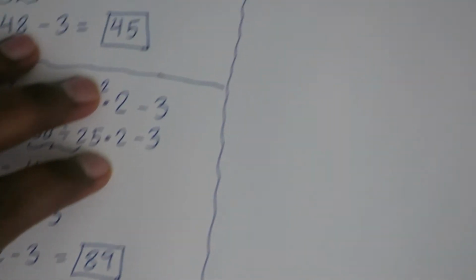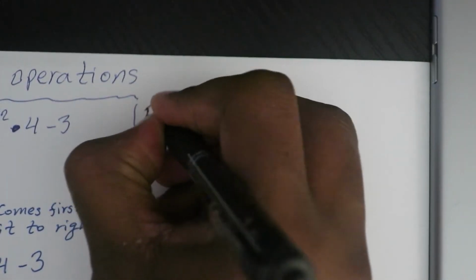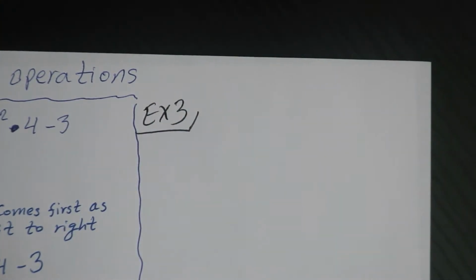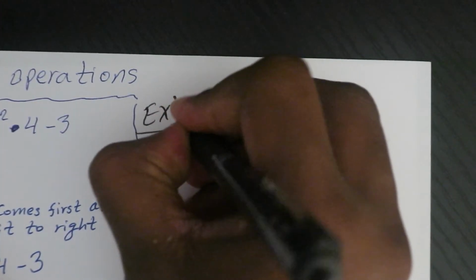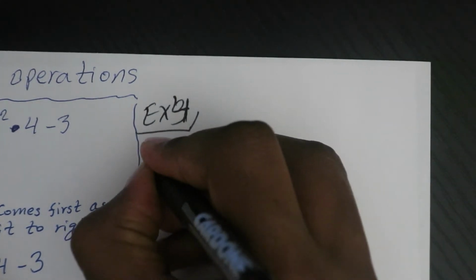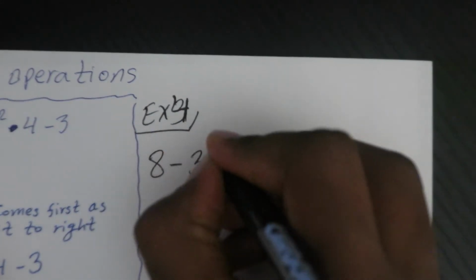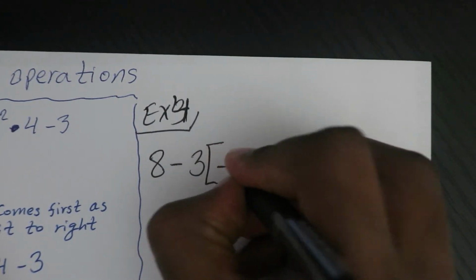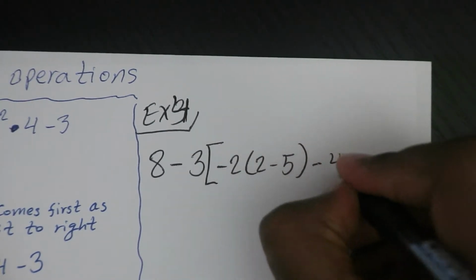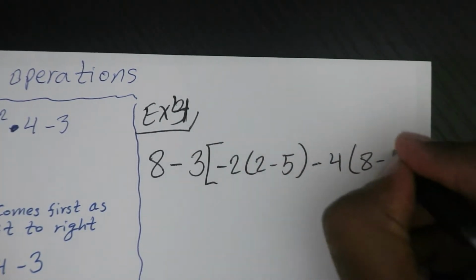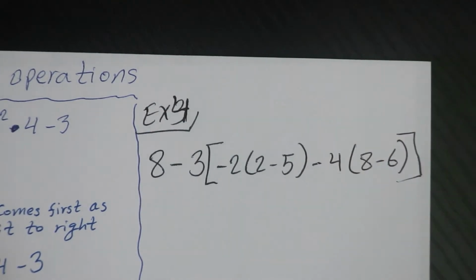Now let's look at some more examples here. Let's look at example number 4. Let's make it a little bit harder. So this is example 4. That is 8 minus 3 bracket, close it, and then in bracket.